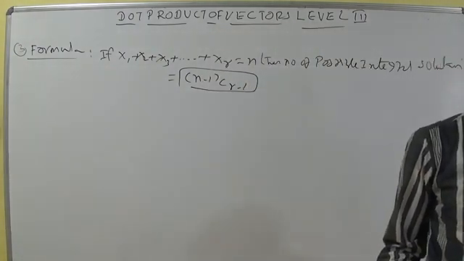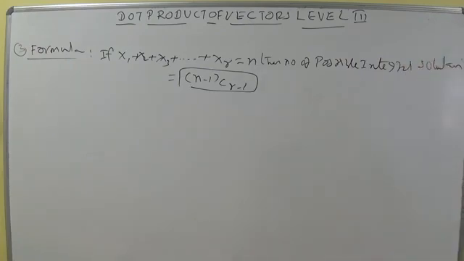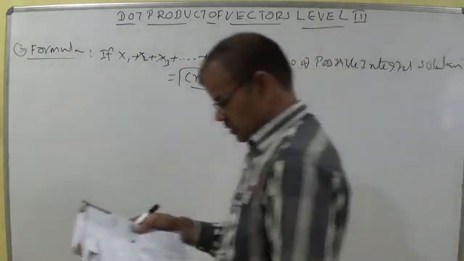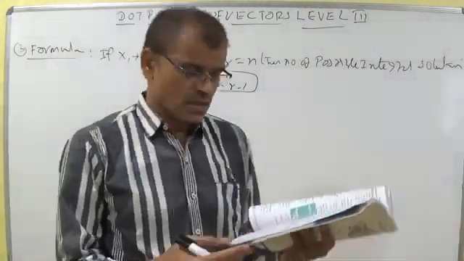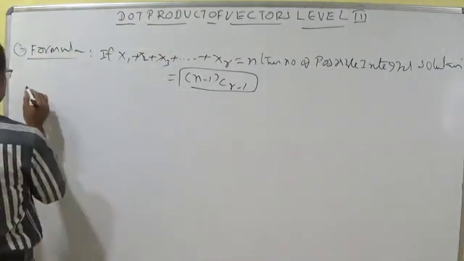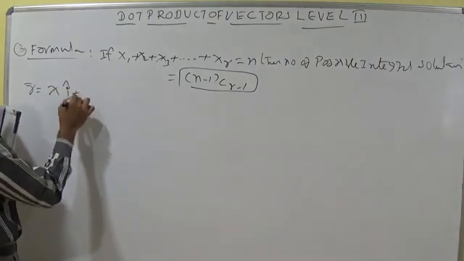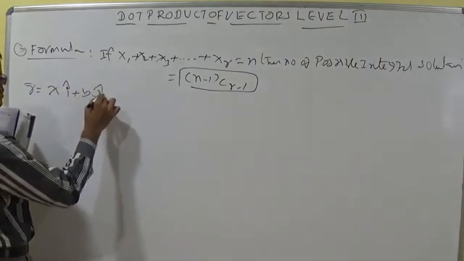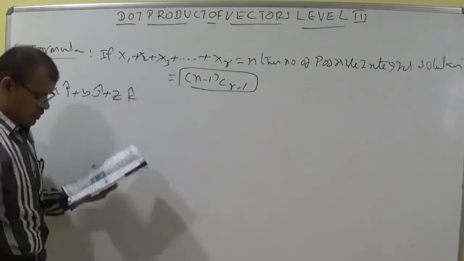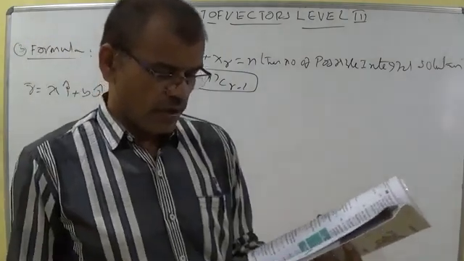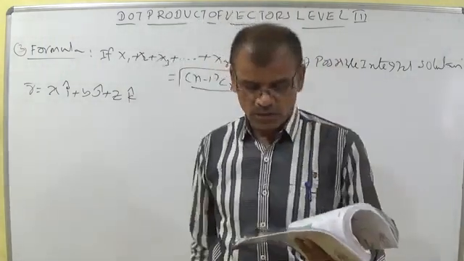So, depending upon that formula, we can solve this sum. Let us read the question. If the position vector of any point P is r bar equal to x i bar plus y j bar plus z k bar, where x, y, z belong to N, and N means natural numbers here.